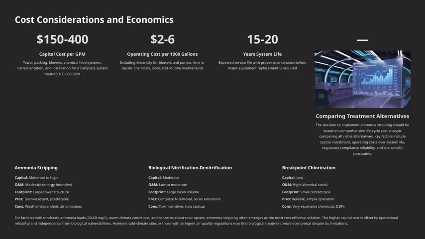and produces disinfection byproducts. In general, for facilities with moderate ammonia loads, say 20 to 60 mg/L, especially in warm climates, ammonia stripping often turns out to be the most cost-effective option. Its higher initial cost is offset by operational reliability and less vulnerability to biological failures. However, in colder climates, or where strict air quality regulations are in place, biological treatment might be more economical despite its limitations. So, choosing the best method really depends on balancing these costs, environmental factors, and regulatory requirements.